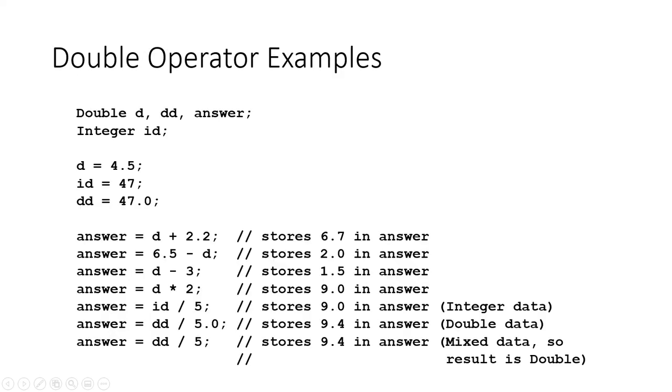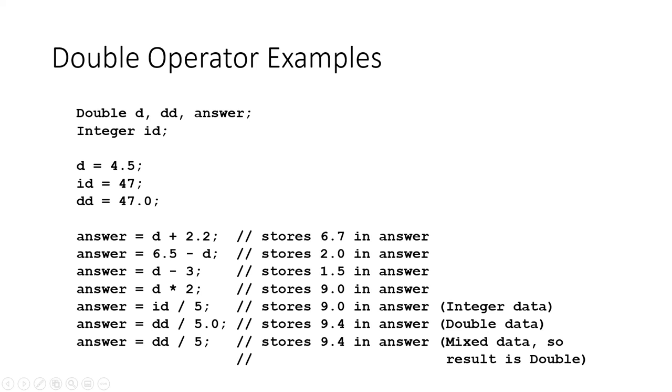Okay, so here I have 3 doubles, d, dd, and answer, and integer id. As you might expect here, 4.5 plus 2.2 is 6.7. 6.5 minus 4.5, it's not just 2, it's 2.0. So the result has to be a double, which has to have a digit to the right. It could be 0 after the decimal point. D minus 3 would be 1.5. So notice I'm subtracting an integer, but it's converted to 3.0, and then it would give you 1.5. Now, D times 2, 4.5 times 2 would be 9, but it has to be 9.0.